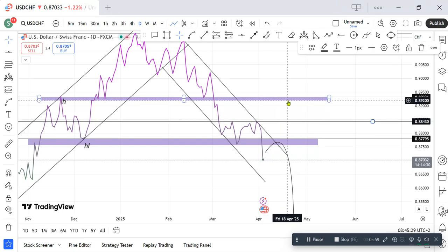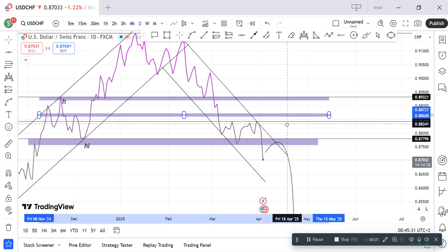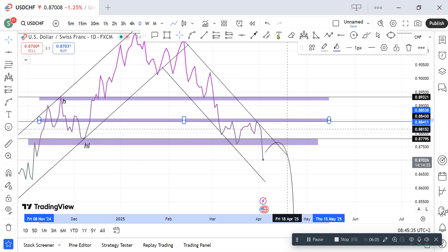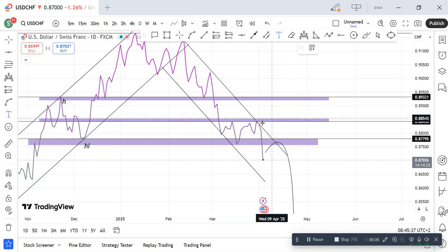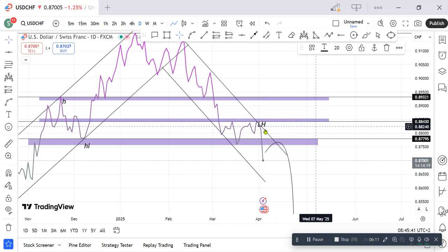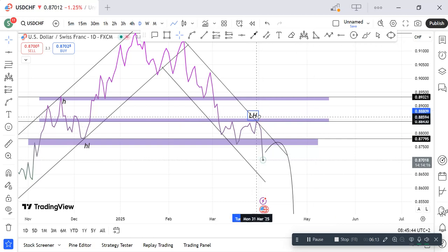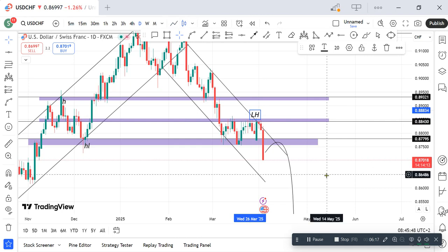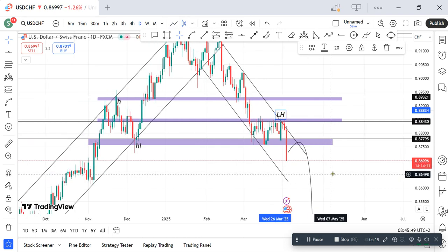Let me just draw a zone right there. We know that we broke a what? A lower high. This guy right there was a lower high. Let me just show you guys perfectly. This guy right there is a lower high, right? We know that if we broke a lower high right there, meaning that we actually have to be catering for the most sells that we can actually get.